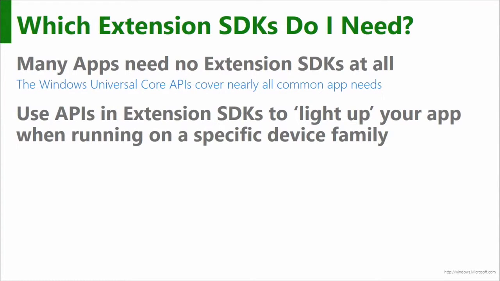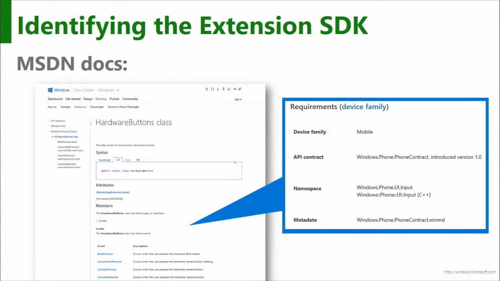Right, so in a particular app, which extension SDKs do I need? Just to stress, we've said this a few times, if you're only using the APIs that are in the universal API set, well, you don't need to reference any extension SDKs. So just because your app's going to run on a phone, you don't absolutely have to reference the mobile extension SDK. Right. But you will need it if you want to use the specific APIs that are only applicable to those devices.